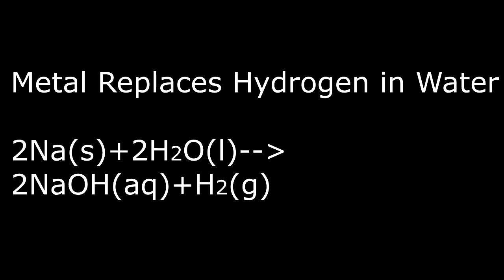The third type of single displacement reaction for metals is when a metal replaces hydrogen from water. In this reaction, sodium replaces hydrogen from water, yielding sodium hydroxide and hydrogen gas.